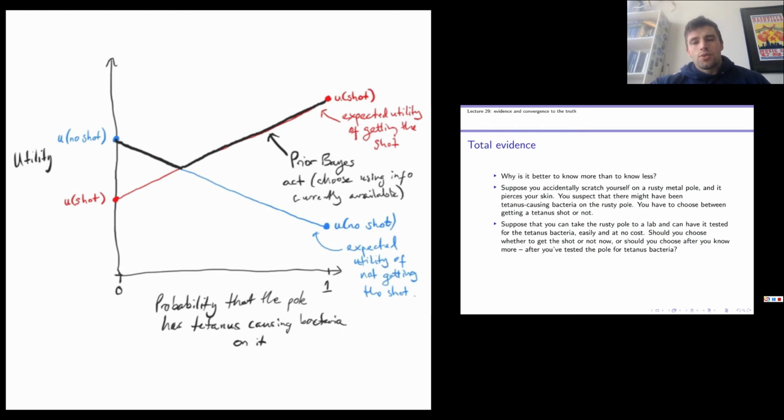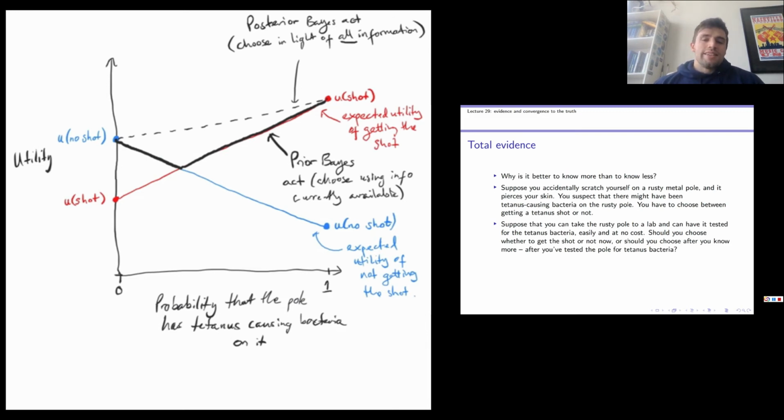So what happens when we learn the new information and decide on the basis of that? Deciding this way is called the posterior Bayes act, and well, mathematically, if you maximize your expected utility in the light of the new information, then your expected utility looks like this dotted line I'm drawing. It's a straight line because it's an average that joins your max expected utility when the probability is 0 to the max expected utility when the probability is 1.